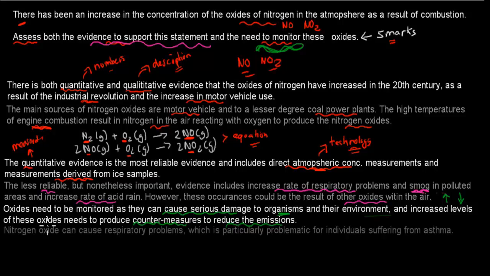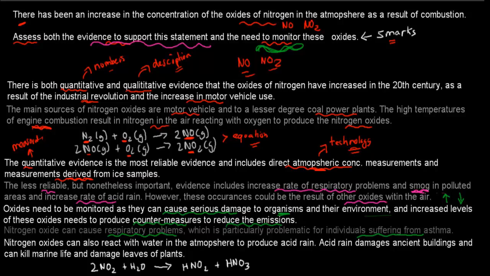And then I also wrote nitrogen oxides can cause respiratory problems. These are some of the problems they can cause, which is particularly problematic for individuals suffering from asthma. Respiratory problems are breathing problems. It can also irritate the eye. Nitrogen oxides can also react with water in the atmosphere to produce acid rain. Acid rain damages ancient buildings and can kill marine life and damage leaves of plants. So that's one reason why we need to make sure there's not too much nitrogen oxides in the air, because that can cause these different problems.